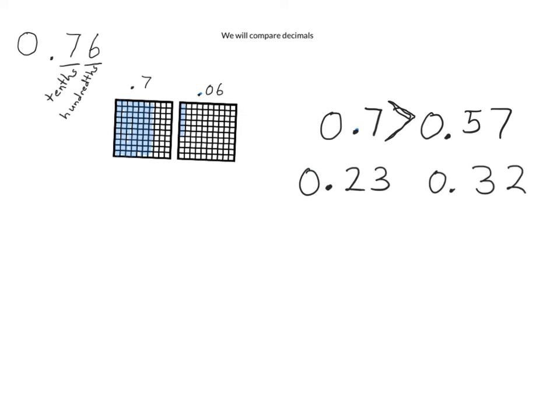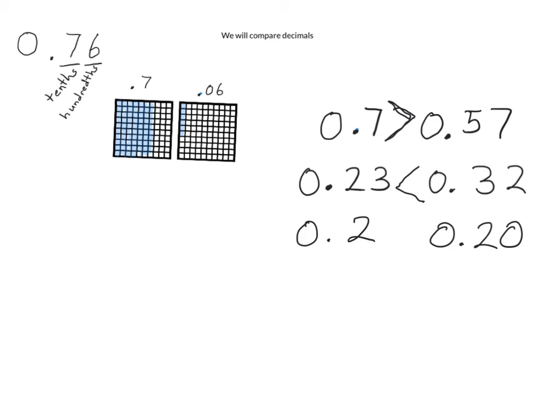Now let's look at another one: 23 hundredths compared to 32 hundredths. Again, we're going to look at the greatest place, and the 0 is the same. Then we go to the tenths place, and the 2 is less than the 3. We don't have to look beyond that. We know that 32 hundredths is greater than 23 hundredths. So 23 hundredths is less than 32 hundredths.